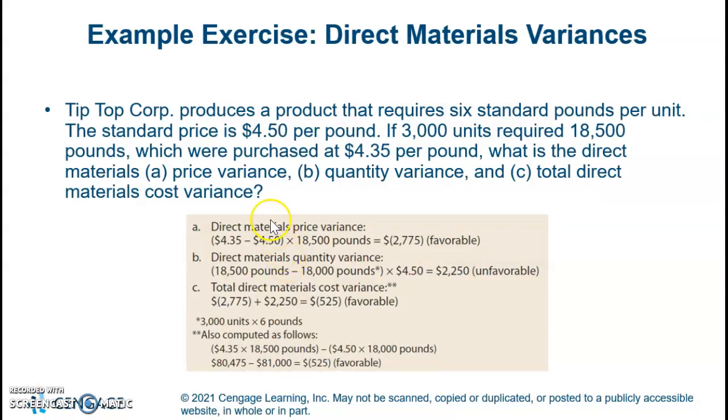So it gives us some information, and I will tell you that one of the hardest parts is going through the information and figuring out what we need. And one of the easier parts is to put it into our equations and figure out our price variance, our quantity variance, and our total direct material cost variance, which is just A and B netted together.